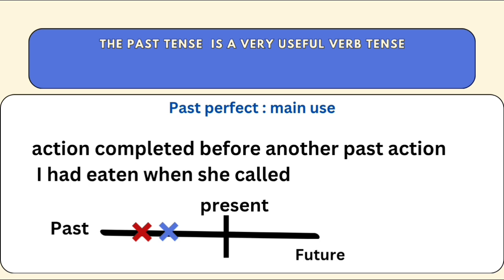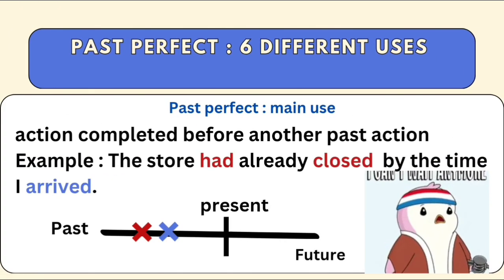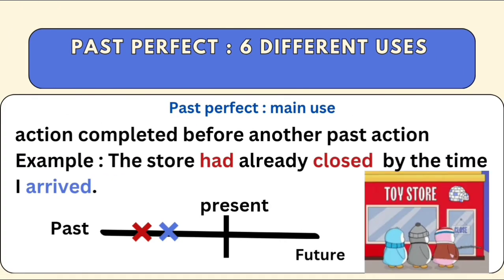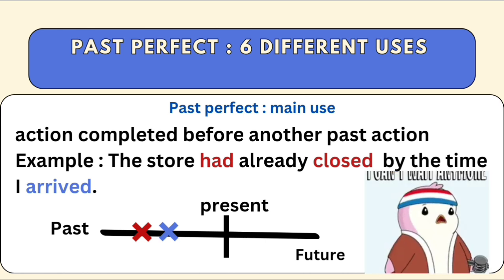So that should be easy. I ate and then she called, but I had eaten when she called. Get ready to cry. The past perfect has 6 different uses. Yes, 6 different uses, and they are not so easy. So let's go. Actions completed before another action in the past.